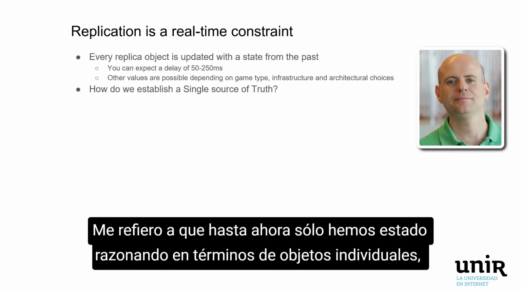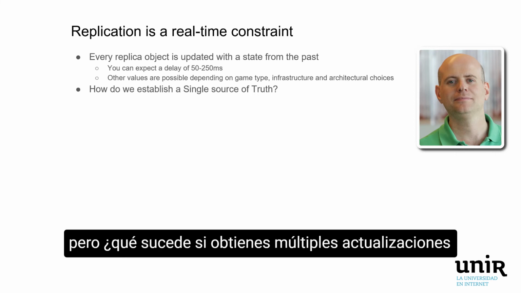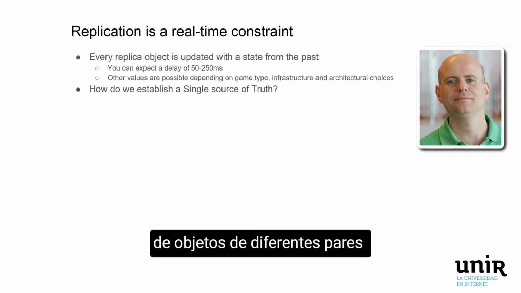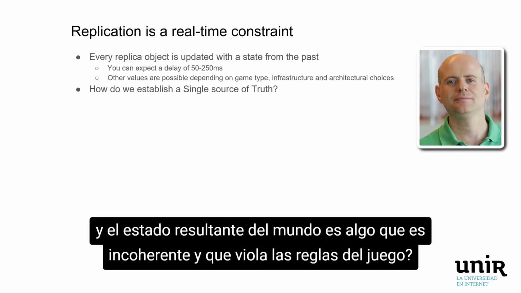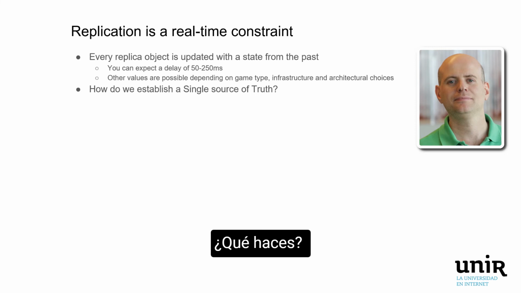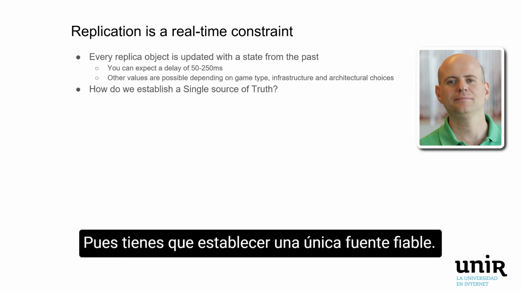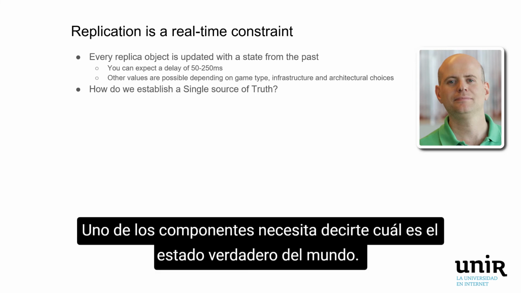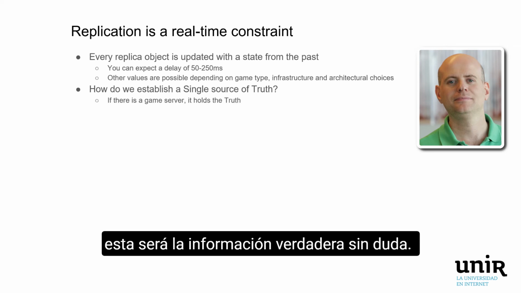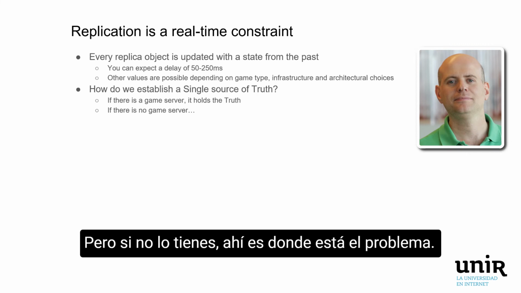Now, right now we've only been reasoning in terms of single objects, but what happens if we get multiple updates from objects from different peers and the resulting state of the world is something that is incoherent, that violates the rules of the game? What do you do? Well, you need to have a single source of truth. Something needs to tell us what is the truth state of the world. So obviously, if you have a game server, that's the truth, end of story. But if you don't have it, you have a problem.